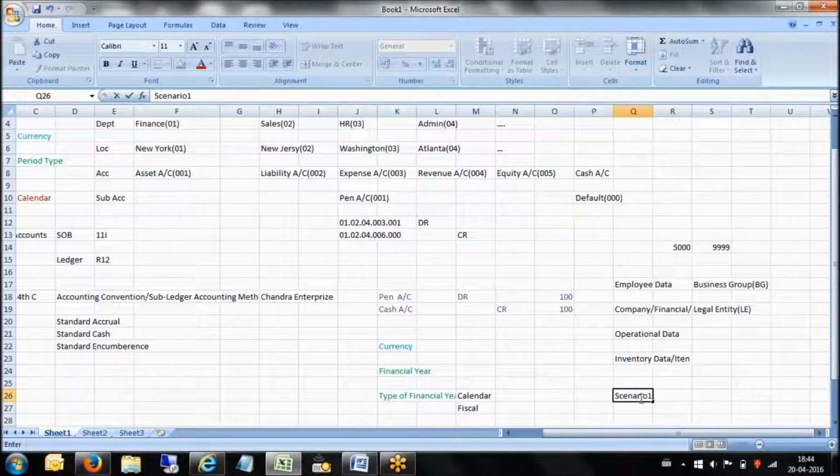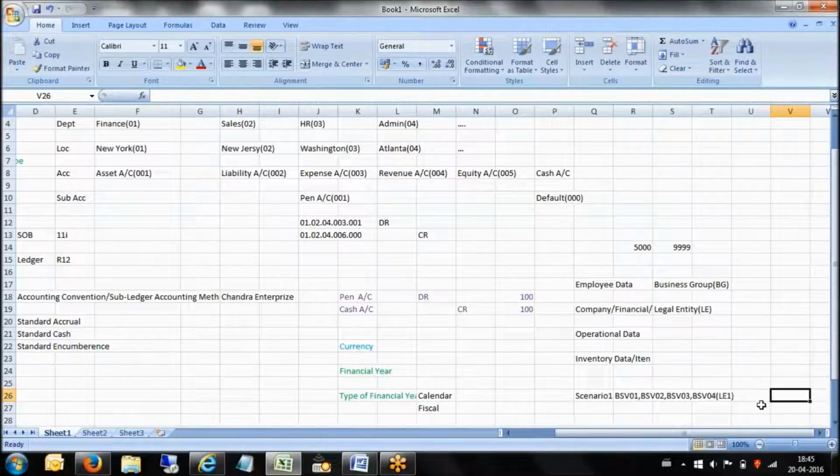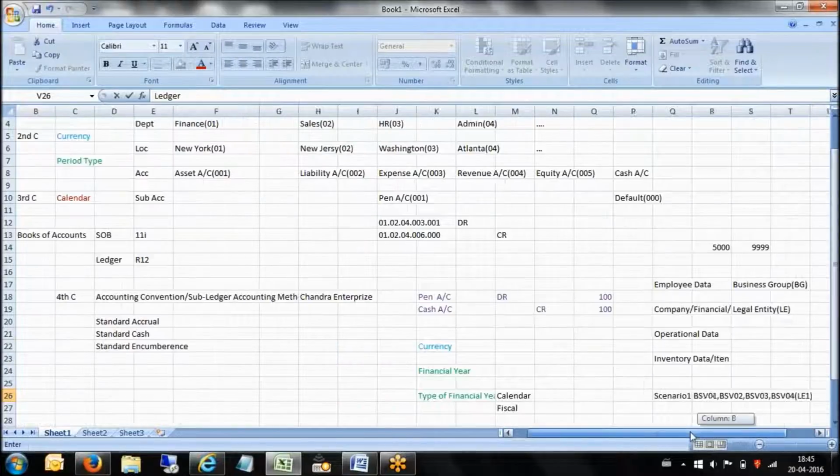Okay. Scenario 1, where I say BSV1 or 01, BSV02, BSV03, BSV04, and LE1. And one ledger for all.